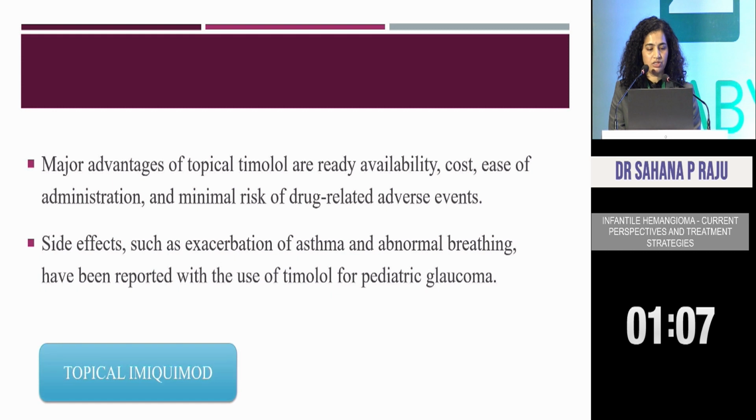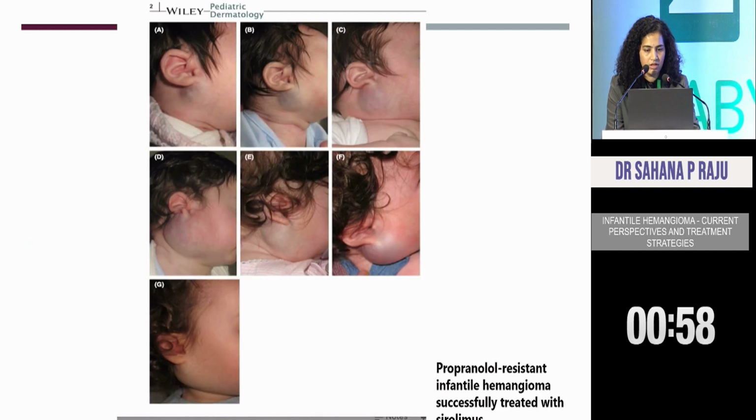The other drug which is also used topically is imiquimod. This is applied 3 to 5 nights a week for a period of 16 weeks. There is another entity called propranolol resistant infantile hemangioma, which is when you give propranolol for a minimum period of 4 weeks and there is absolutely no change, or the hemangioma keeps growing or doesn't involute. When you give propranolol for 4 weeks at a dose of more than 2 milligram per kg, then we term it propranolol resistant infantile hemangioma.